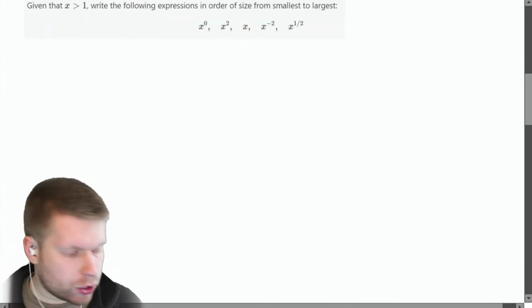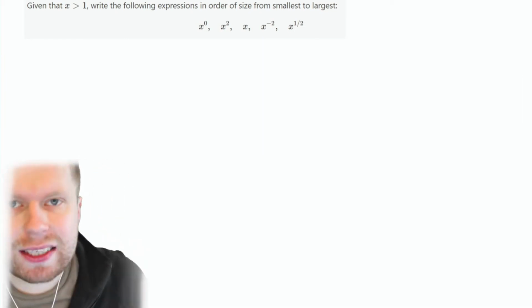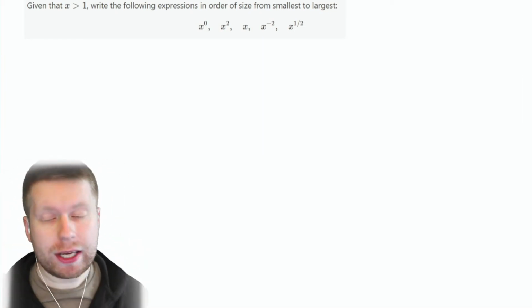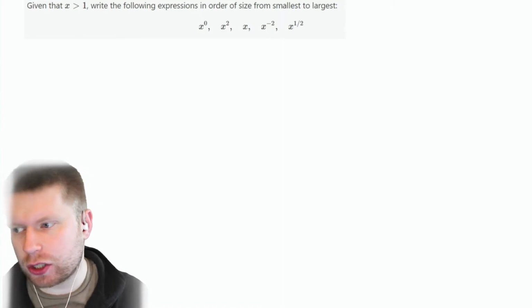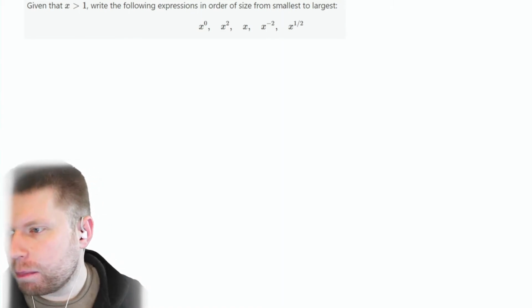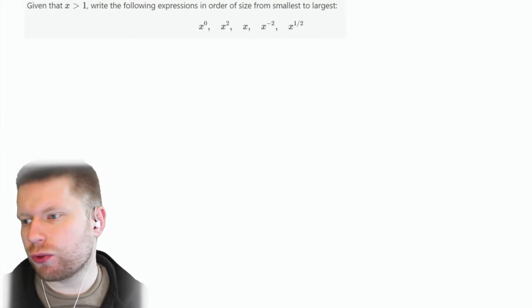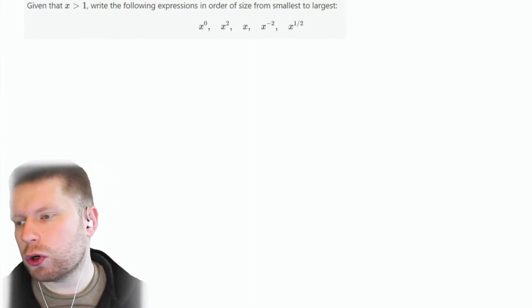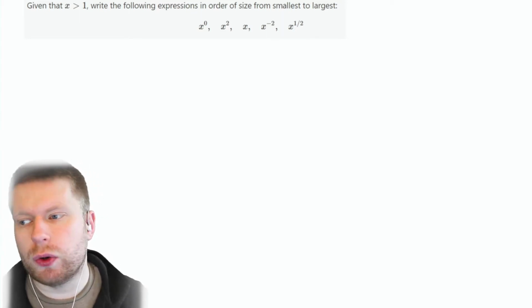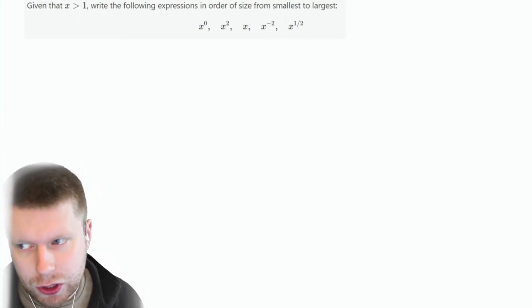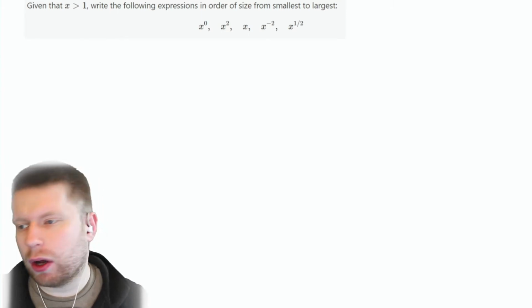All right, so for the next question, we've been given that x is a number which is greater than 1, okay? So we don't have to worry about zeros or negatives or fractions which are less than 1 in there. But given that that is the case, can you write the expressions in order of size from smallest to largest? So we have x to the power of 0, x to the power of 2, x to the power of negative 2, and x to the power of 1/2.